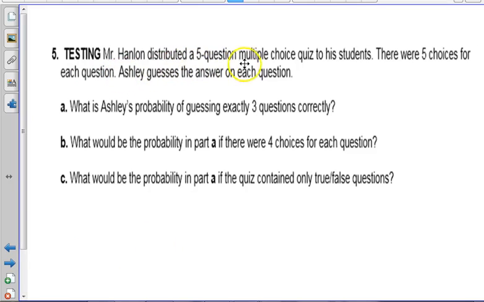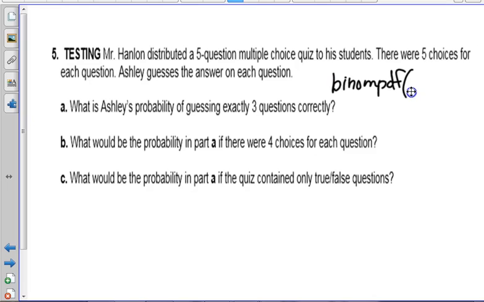Mr. Hanlon distributed a 5-question quiz to his students. There are 5 choices for each question, guesses on each question. What is the probability that a student gets exactly 3 right? Okay, how would we do that? Exactly 3 right. Okay, we can use Binom PDF.